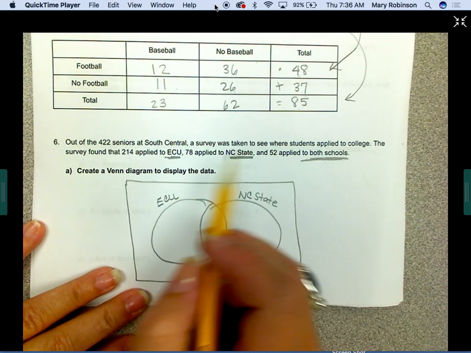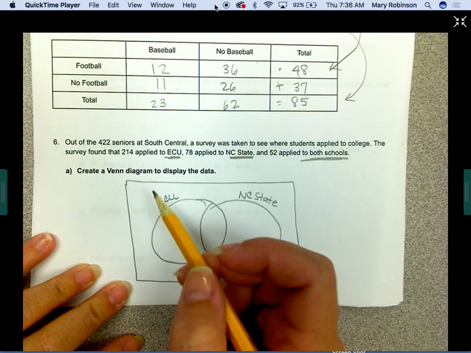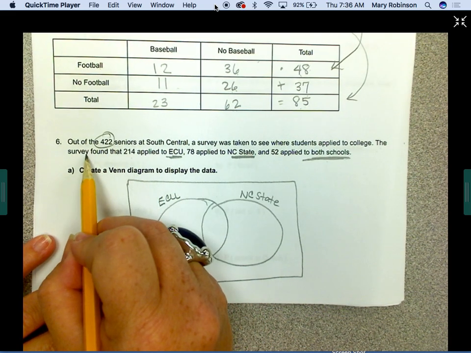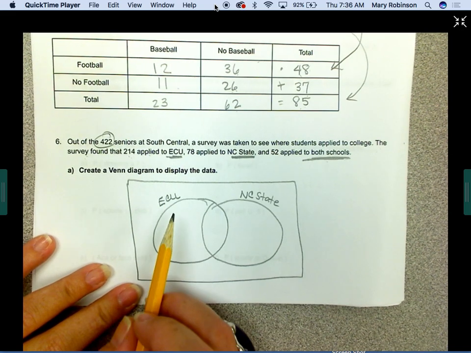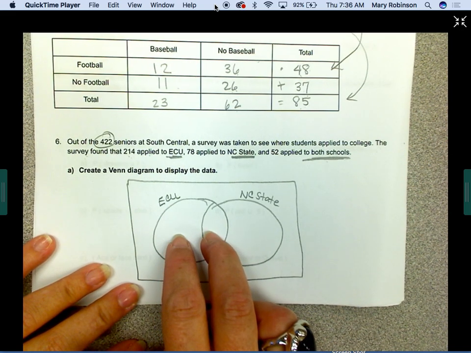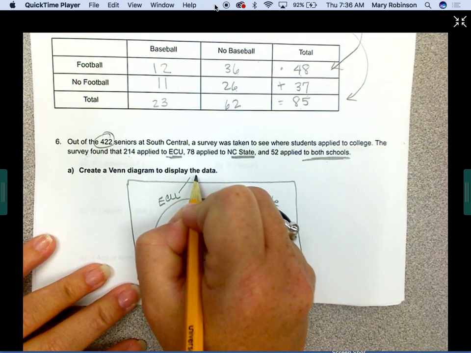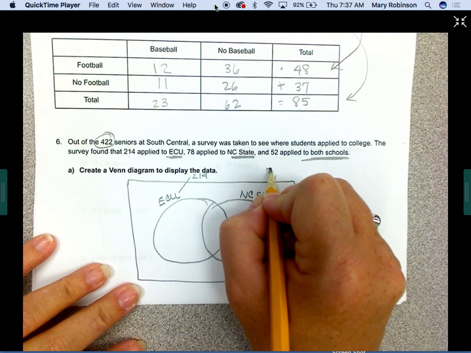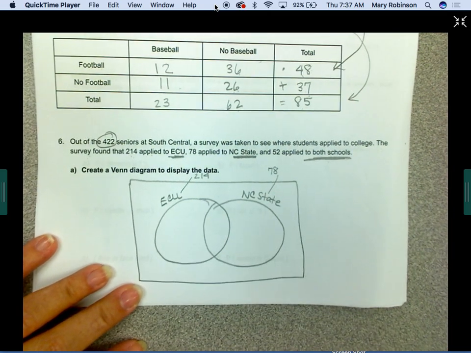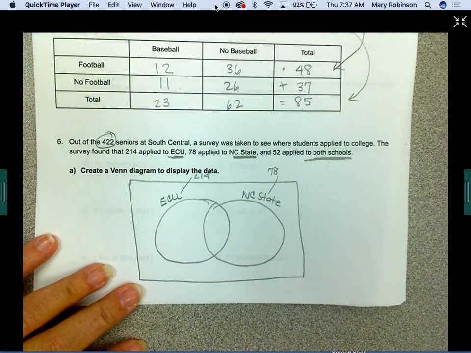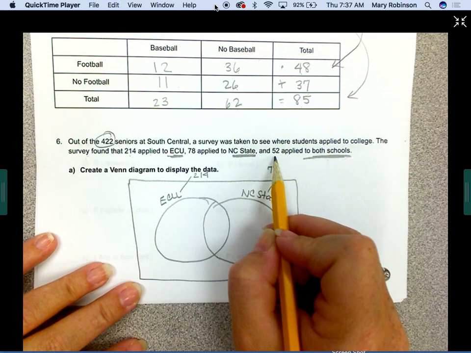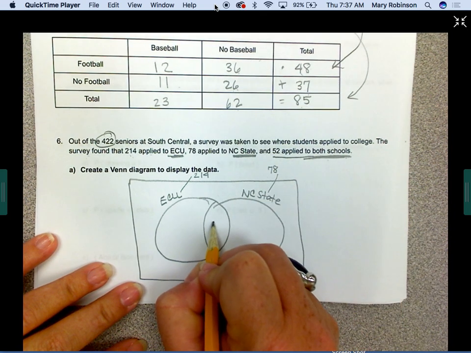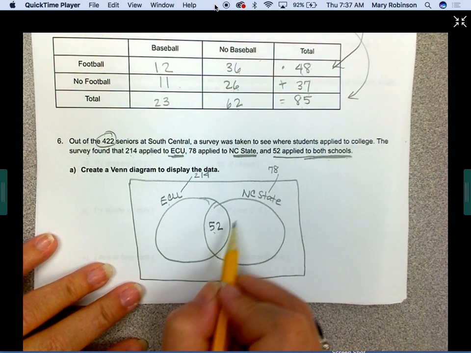All these numbers are very important, and you need to do something with all of them. However, you've got to pay attention. Sometimes you'll just do some math. It says 214 applied to ECU. Do not put this inside of the circle. The total here for ECU is 214. 78 applied to NC State. These are category totals. You do not put them in the circle. We use this next bit of information, that 52 applied to both schools, to show that 52 students applied to both ECU and NC State.